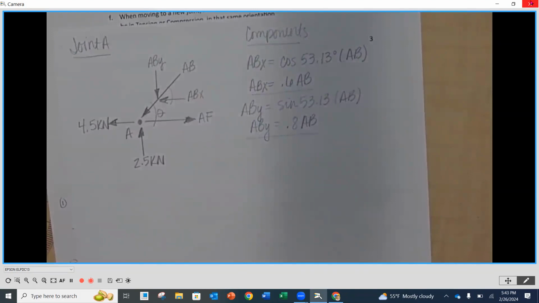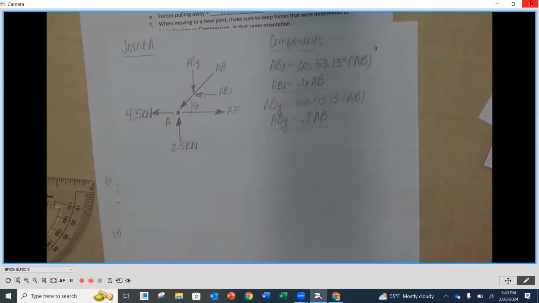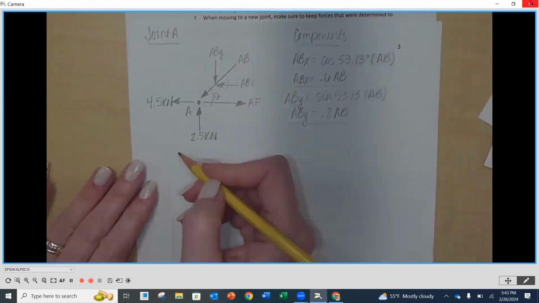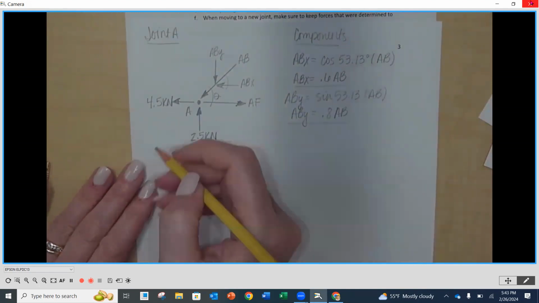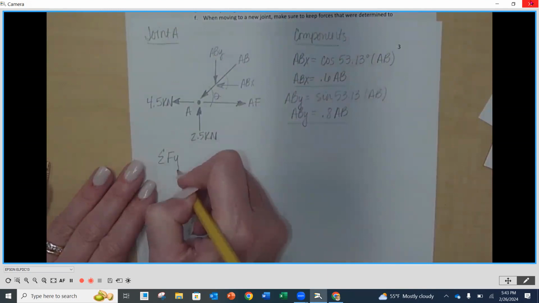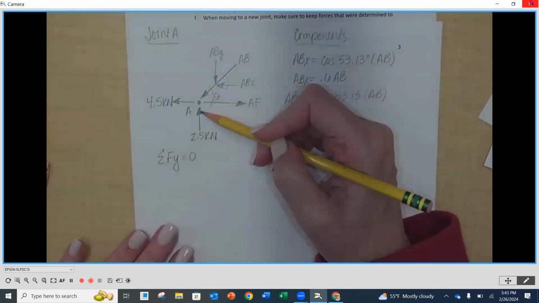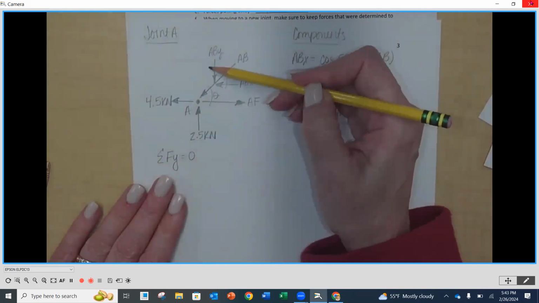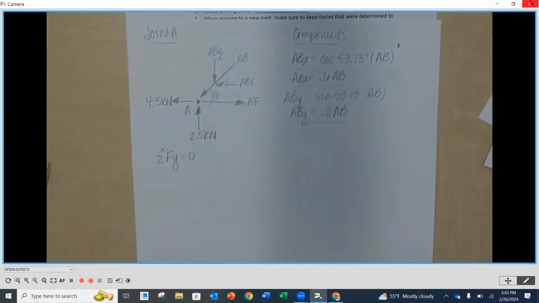All right. Now we're ready to start looking at these individual forces and figuring out what we know and what we don't know. So let's start by using our first equation of equilibrium. Let's sum our forces in the Y direction equal to 0. I'm only choosing Y first instead of X because I've only got one unknown in the Y, so I have a better chance of solving for something than having too many unknowns.